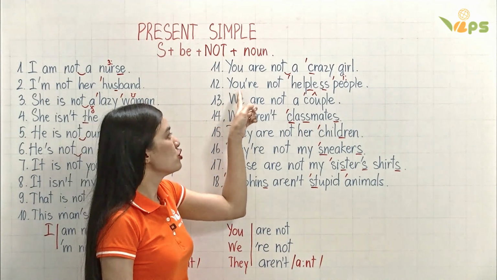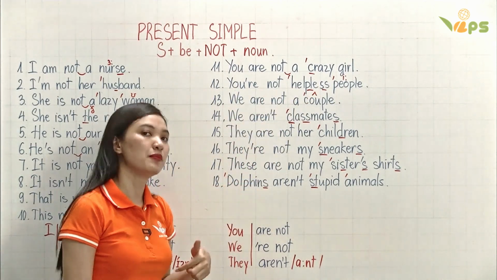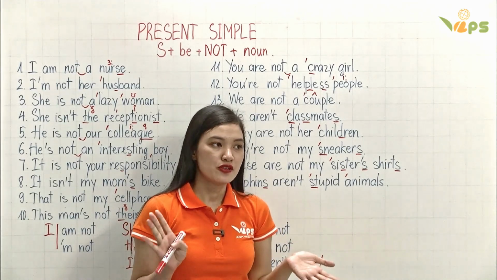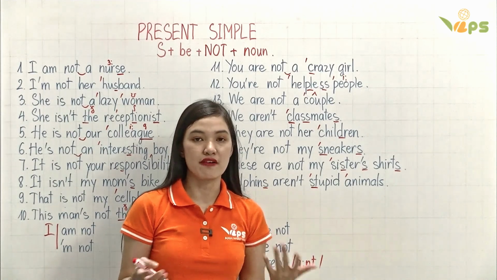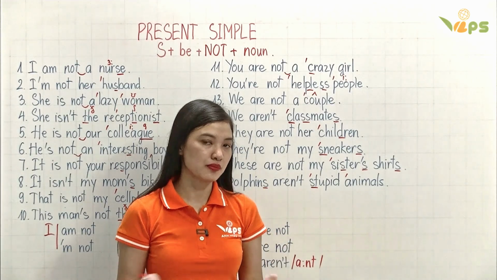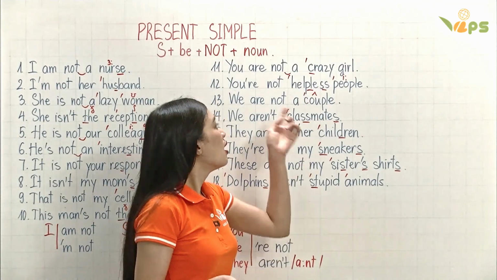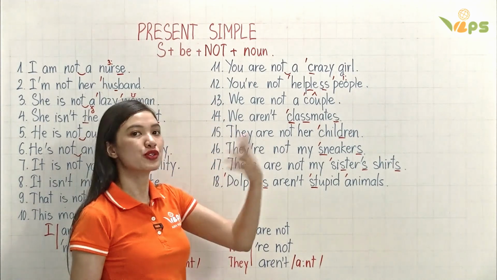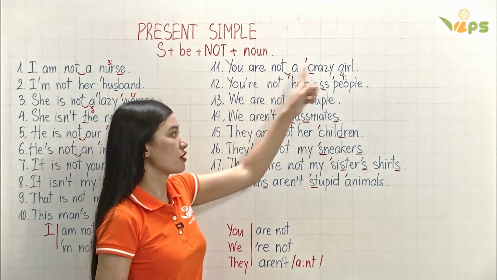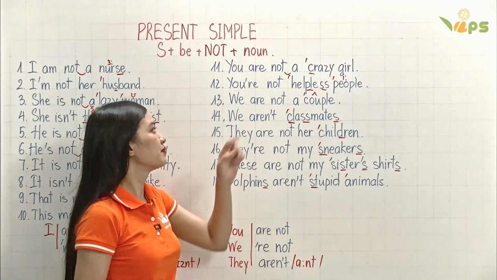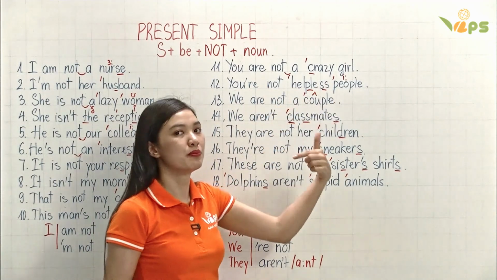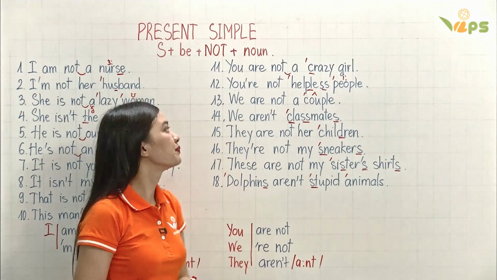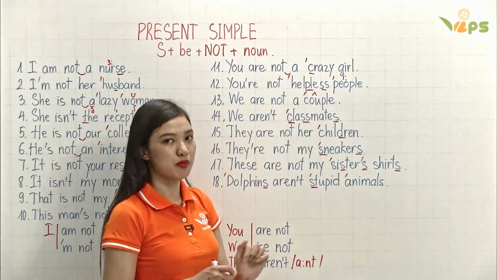12. You're not helpless people. Helpless. If you are helpless, that means you are not able to do things by yourself. You need other people's help. You cannot take care of yourself. Helpless people. You can be one, or you can be two or more than two. So you are a crazy girl, I mean one person. You are not helpless people. People, plural noun, so I mean plural form of you. That means two or more than two. You are not helpless people.